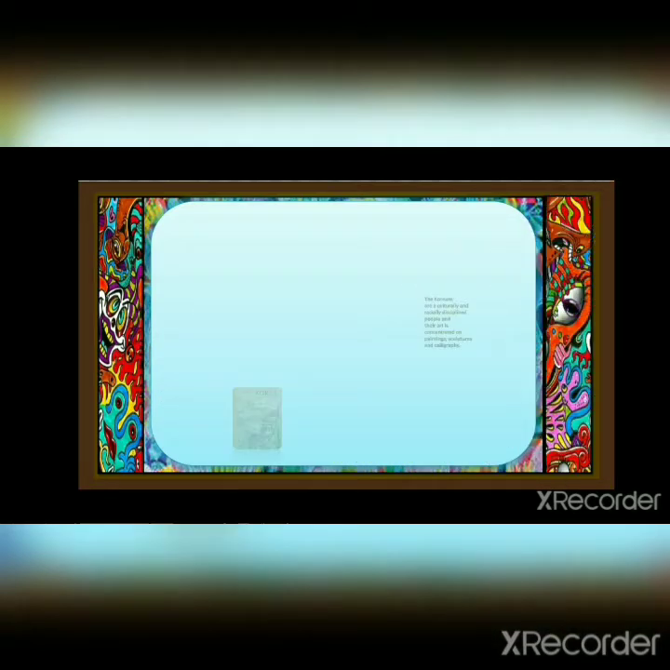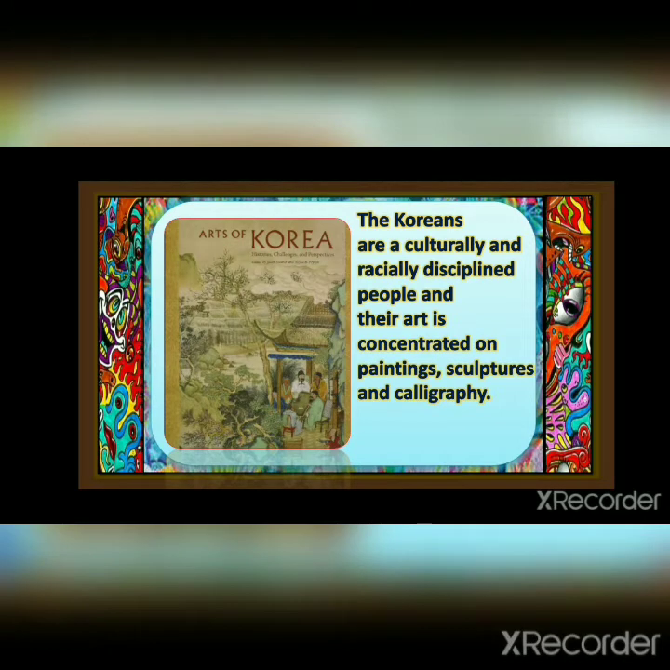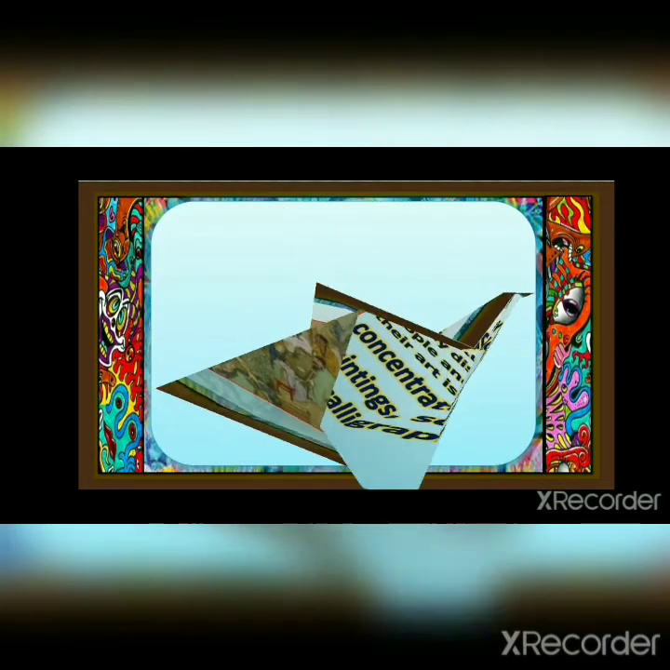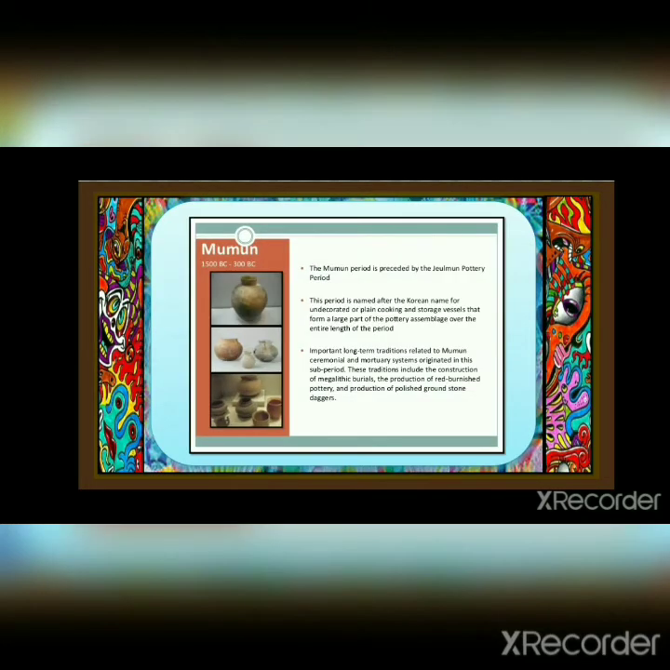Next is the arts of Korea. The Koreans are culturally and racially disciplined people, and their art is concentrated on paintings, sculptures, and calligraphy. Early Koreans made undecorated earthenware pottery called mumon. And what is a mumon? They also built great stone slabs called dolmen, which are found throughout Korea.